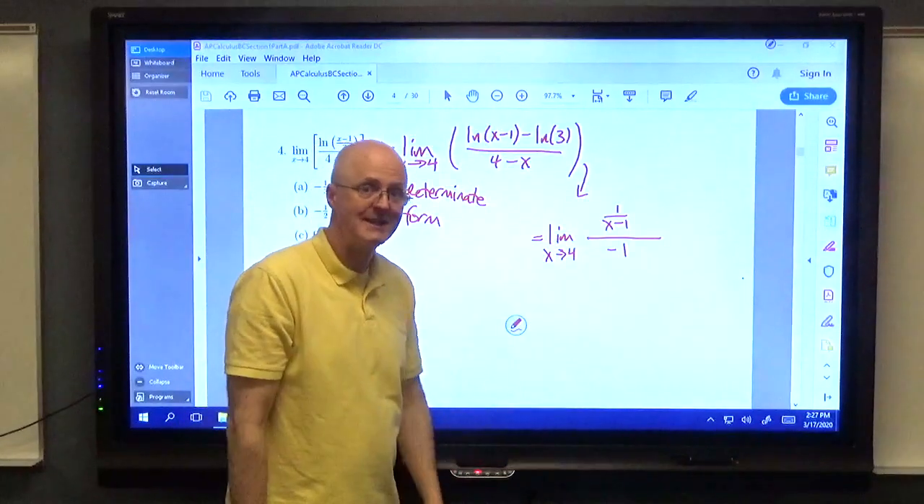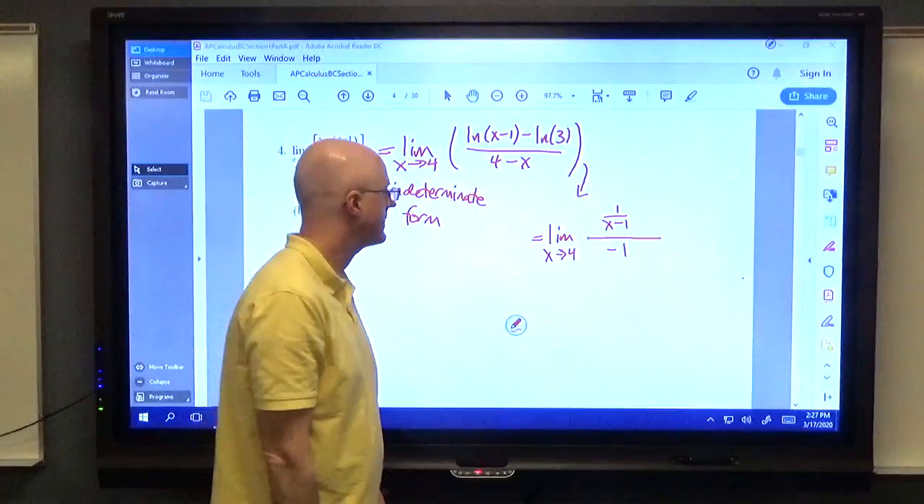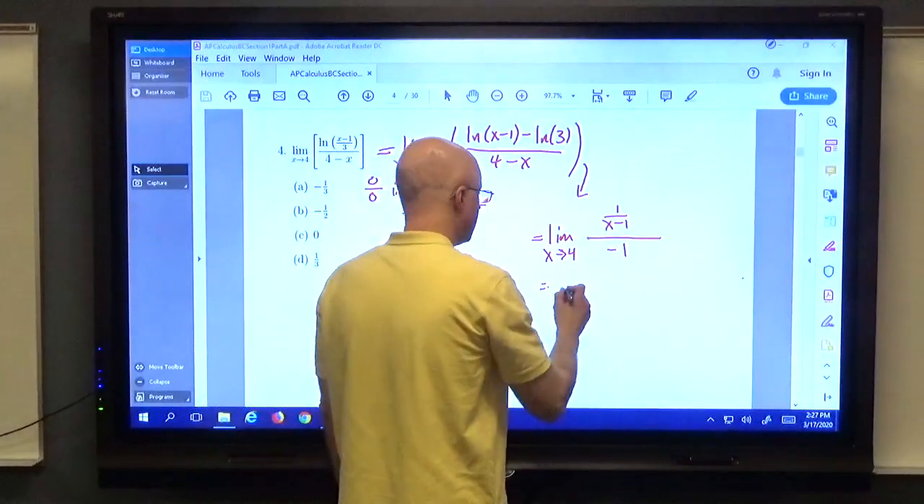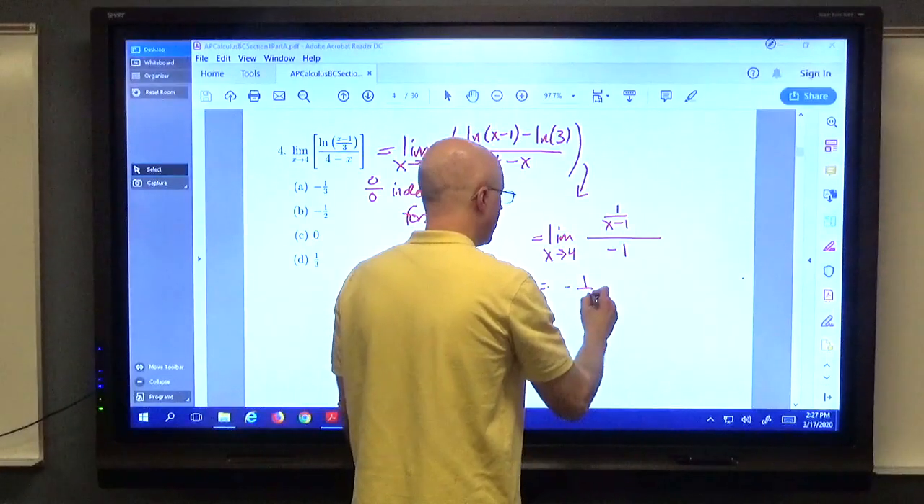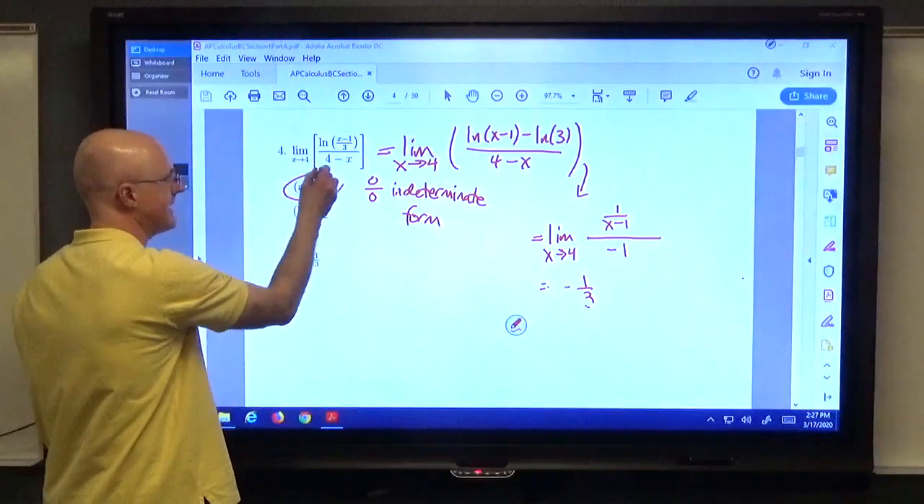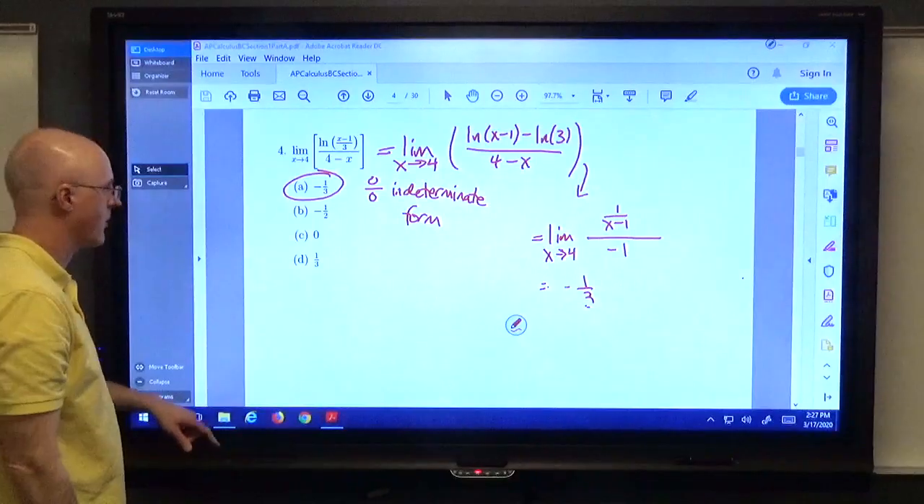And the derivative of the bottom with respect to x is just negative 1. Now, this fraction is not an indeterminate form. I can go ahead and plug in x equals 4 right away and get 1/3 on top divided by negative 1. The answer is negative 1/3. And that is choice A. Okay? That's problem number 4.